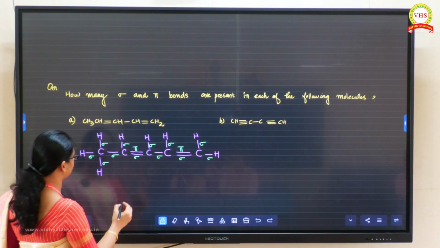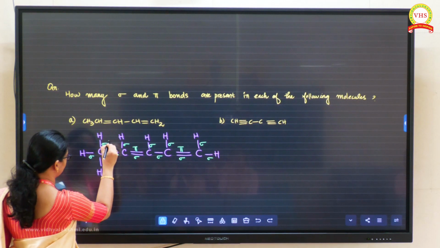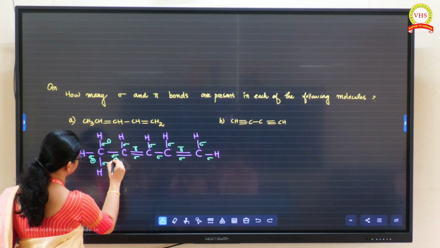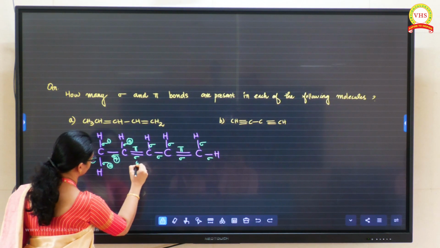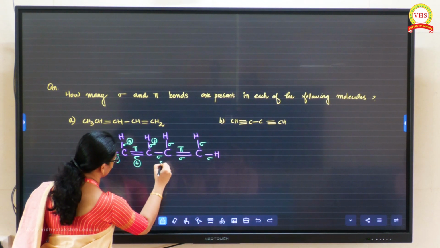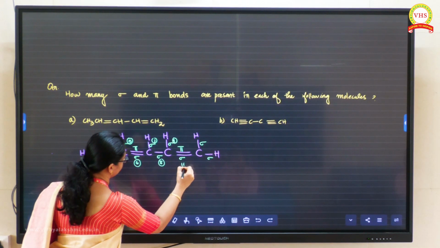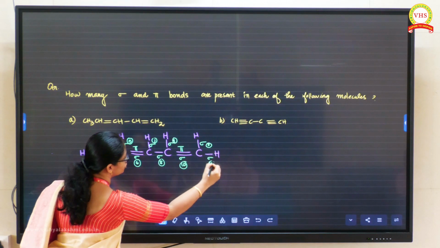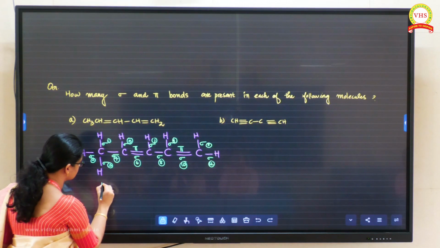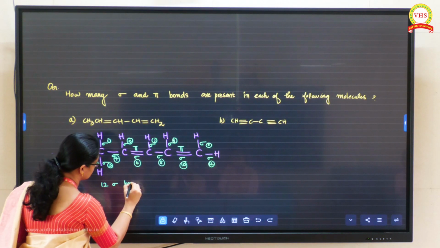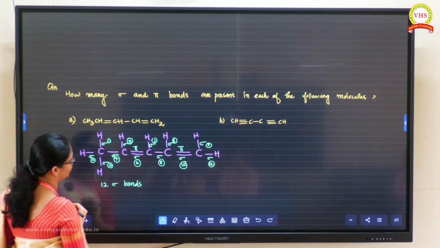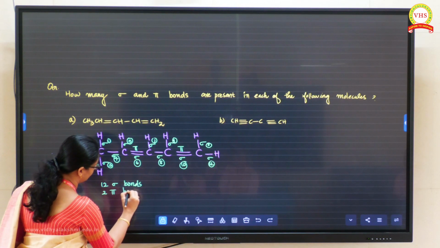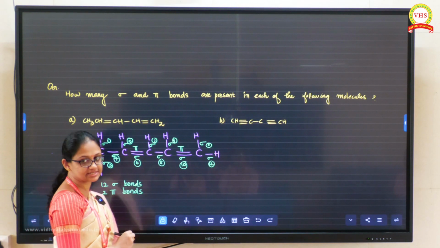Okay, so how many sigma bonds are here? Total 1, 2, 3, 5, 8, 9, 10, 11, 12. So 12 sigma bonds. How many pi bonds? 2 pi bonds. Is it clear?